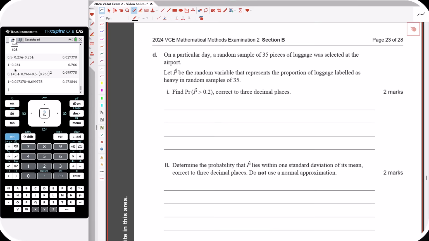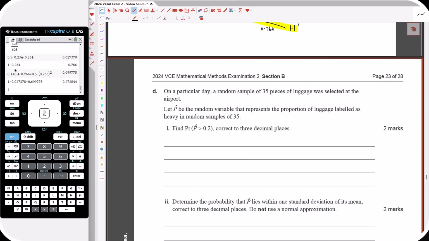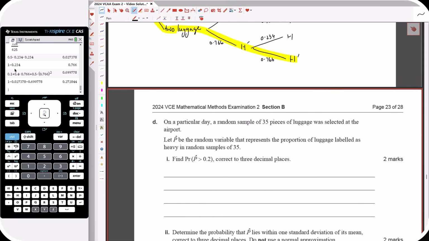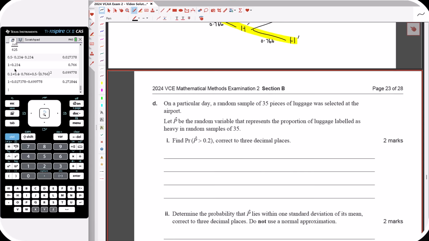Okay, so then part D: on a particular day, a random sample of 35 pieces of luggage was selected at the airport. Let P hat be the random variable that represents the proportion of luggage labelled as heavy in random samples of 35. Okay, so this is actually a different variable. It's still sort of the number of heavy pieces of luggage, but it's not the number of heavy pieces checked in by a traveller. The 10%, 40%, 50% don't matter anymore. So I'm going to use a different letter here. Let's let Y be the number of pieces of heavy luggage.